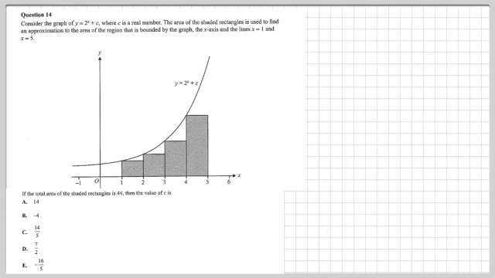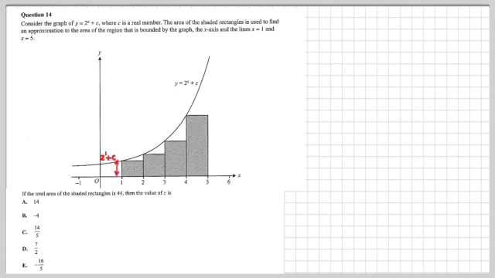Consider the graph of y equals 2 to the x plus c, where c is a real number. The area of the shaded rectangles is used to find an approximation to the area of the region that is bounded by the graph, the x-axis, and the lines y equals 1, x is 1 and x is 5. If the total area of the shaded rectangles is 44, then the value of c is... All right, I think I get this. I can't think of an easy way to do this on the calculator. I think it's probably just quicker to do it by hand.